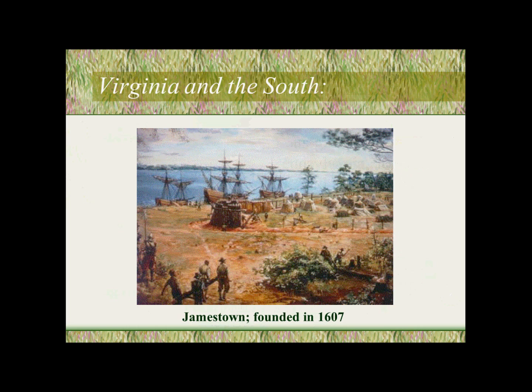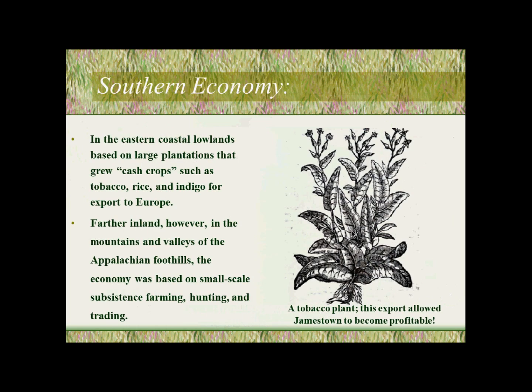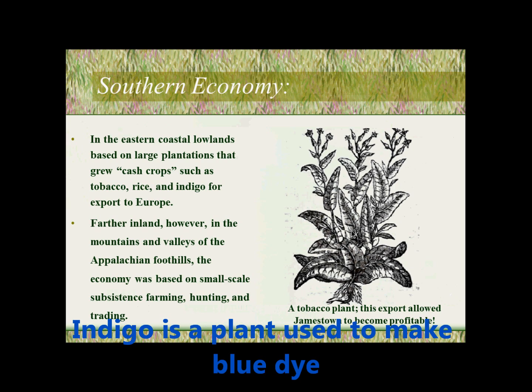Well, let's move down south. Virginia, there's Jamestown. We know it's founded in 1607, right? In the eastern coastal lowlands, those are where you find your large plantations of cash crops, things like tobacco, rice, and indigo. I know. People picture rice and like rice paddies in Asia, but they grew rice in the swamplands in the south too.